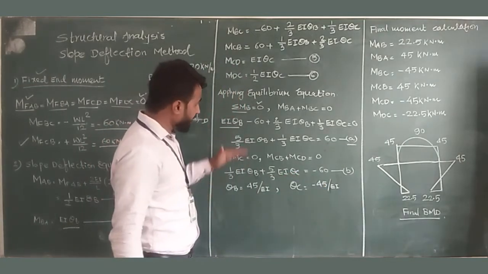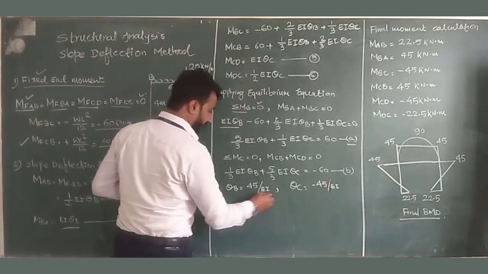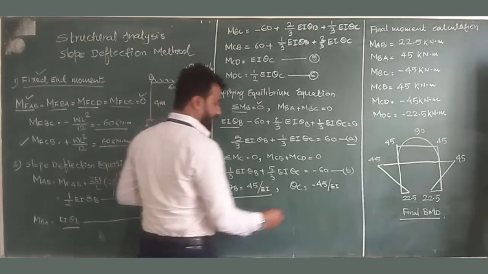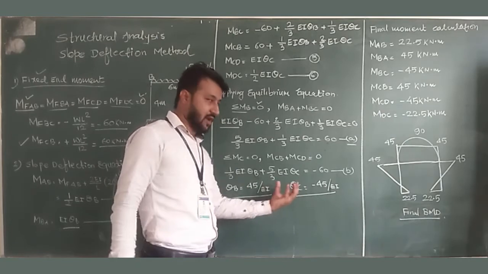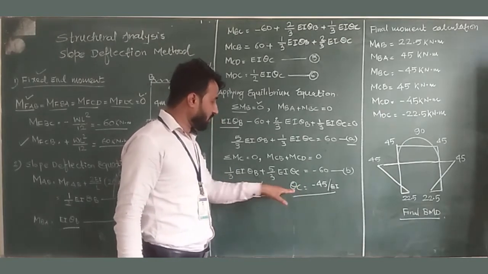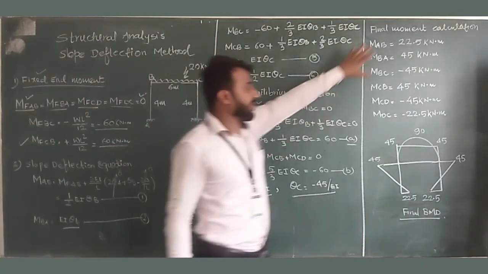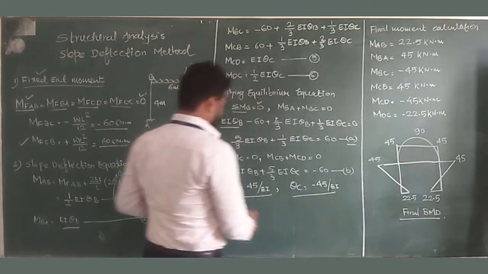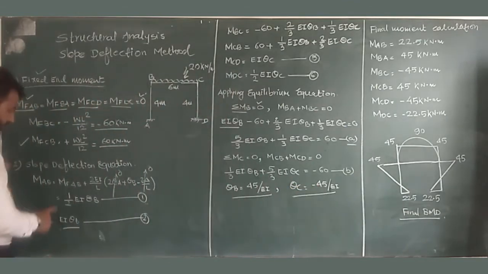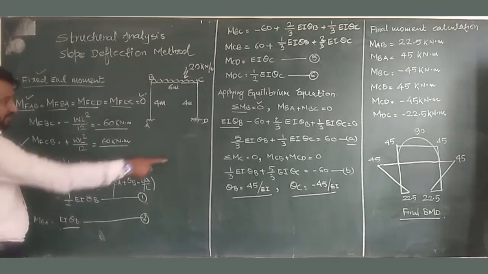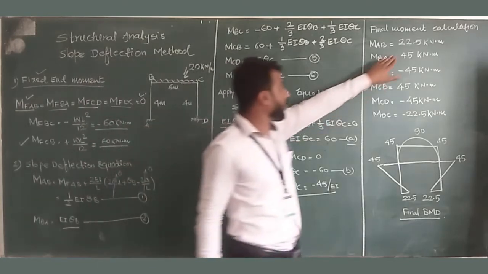Now, by solving equation number 1 and equation number 2, we will get the value of theta B as 45 divided by EI and theta C as minus 45 divided by EI. Now, these are the unknowns which we have to determine. Putting these unknowns into the slope deflection equation, we will get the final moment. So we know theta B is 45 and theta C is minus 45. So at AB, half of EI theta B, which is 45, so half of 45 we are getting the moment as 22.5.